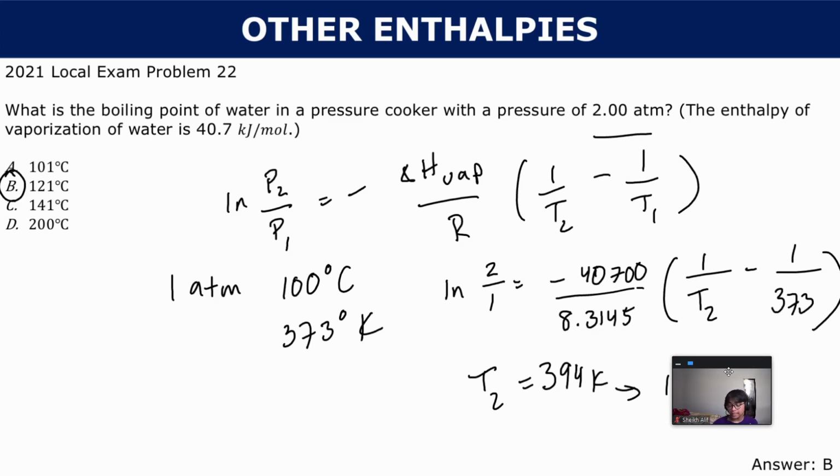The thing about this equation is that it allows you to compare states of liquids. If you know the pressure and the temperature at which something boils, then if you're given a certain pressure, you can figure out the boiling point of that liquid at that pressure, as long as you're given the enthalpy of vaporization. In this case, we used that to determine the boiling point of water in a pressure cooker with a pressure of 2 atmospheres.